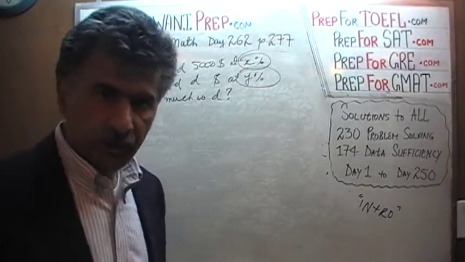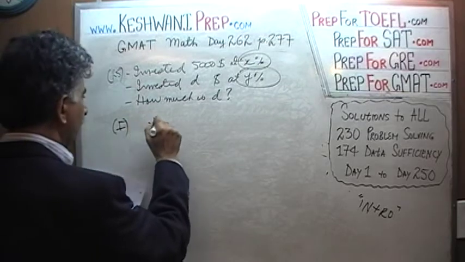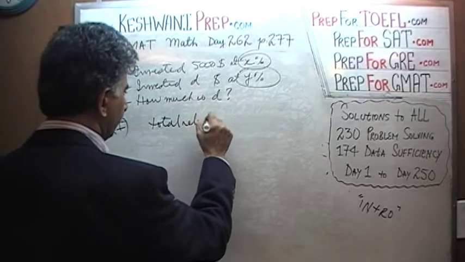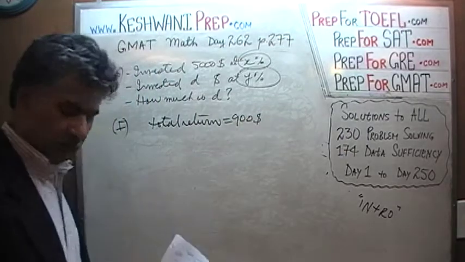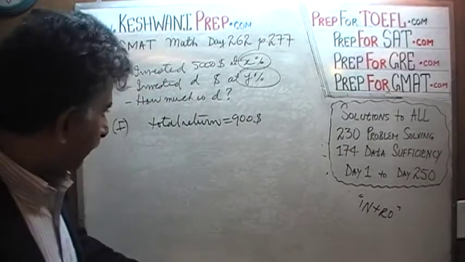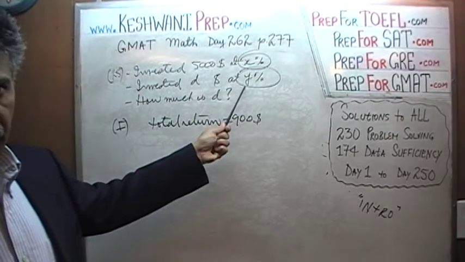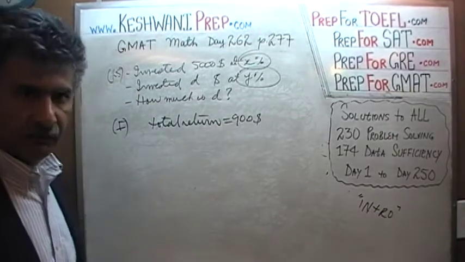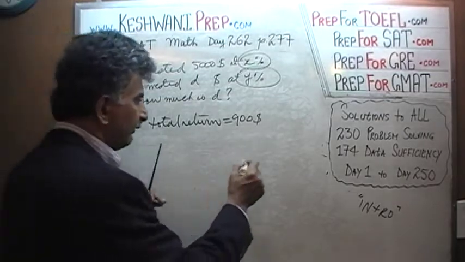Let's see what they tell us, okay? In the first statement, they tell us that the total return is $900. Well, is that enough? Simply knowing what the total return is, is that enough to figure out how much was invested at Y percent? The answer, of course, is no. This is not enough information. It's not worthless information, but it's not enough. The first statement is not enough.